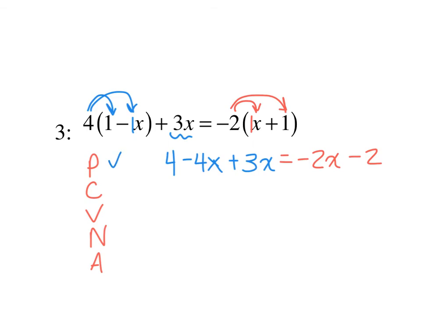Now I'm at the C stage, where I combine my like terms one side at a time. Ooh, my box is making an appearance again. I couldn't get rid of it. I'm sorry, I had to.